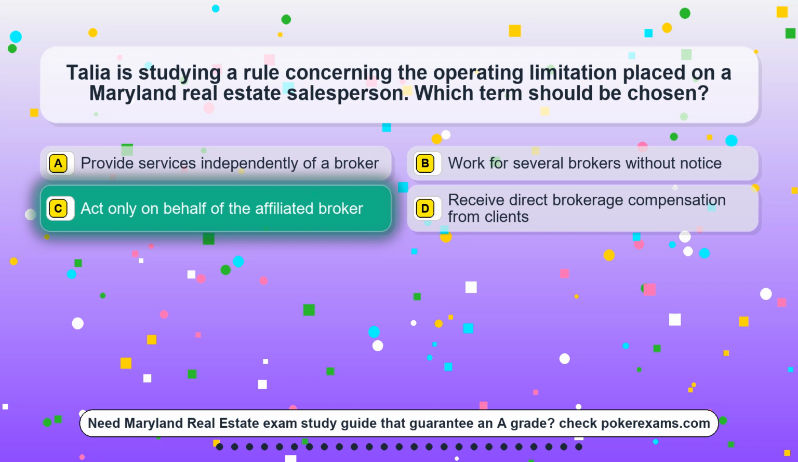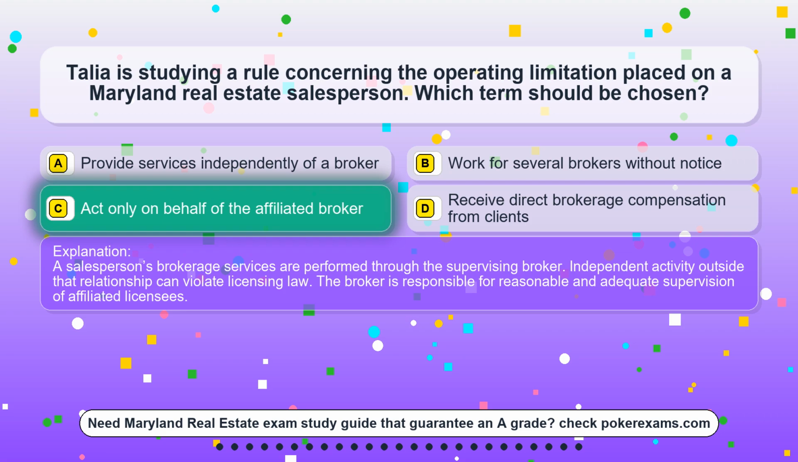The correct answer is option C, act only on behalf of the affiliated broker. A salesperson's brokerage services are performed through the supervising broker. Independent activity outside that relationship can violate licensing law. The broker is responsible for reasonable and adequate supervision of affiliated licensees.